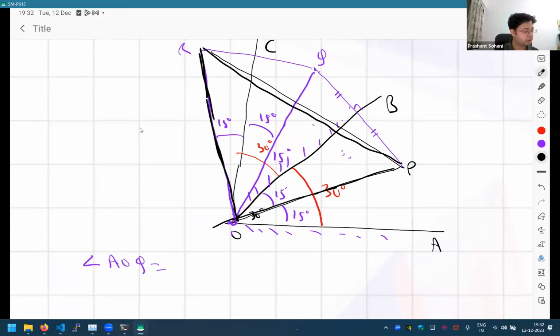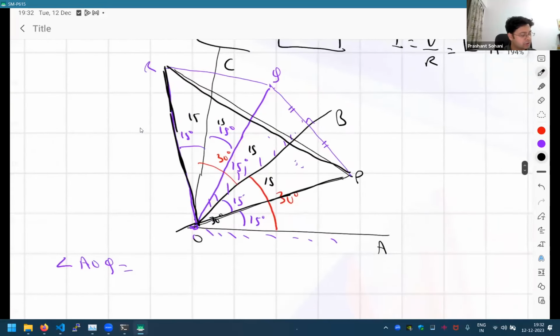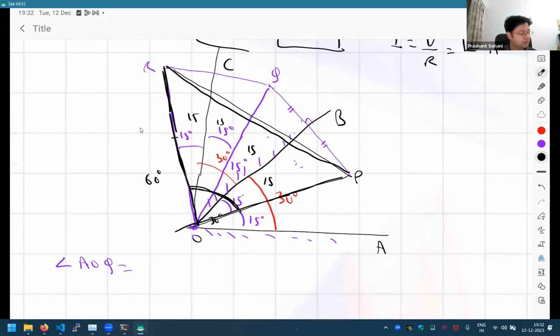But if you add up all the angles in between, right? This is 15, 15, 15, 15, 4 times 15. So this total angle is 60 degrees, right? This total angle is 60 degrees. And of course, the distances are the same. Like the distances OP, OQ, OR, they are all the same. So this is an equilateral triangle.